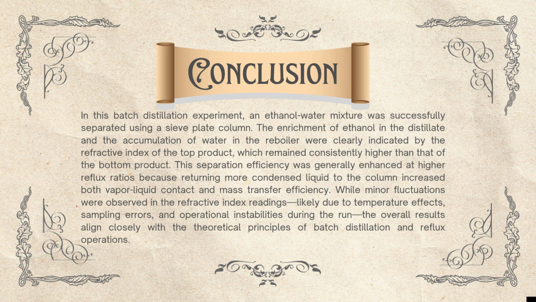The separation efficiency was generally enhanced at higher reflux ratios because returning more condensed liquid to the column increased both vapor-liquid contact and mass transfer efficiency, while minor fluctuations were observed in the refractive index readings, likely due to temperature effects, sampling errors, and operational instabilities during the run. The overall results align closely with the theoretical principles of batch distillation and reflux operation.